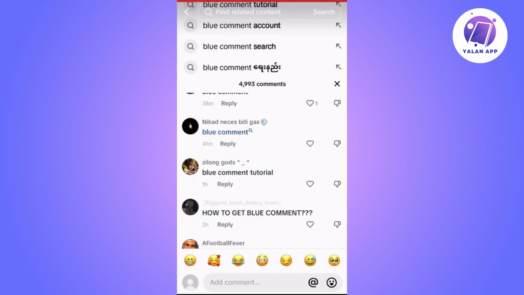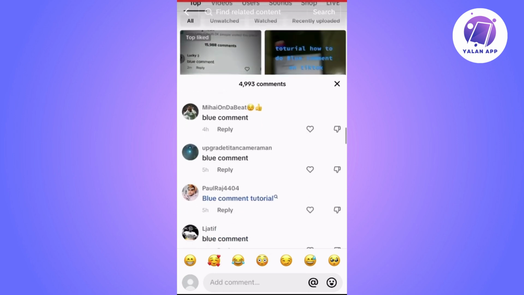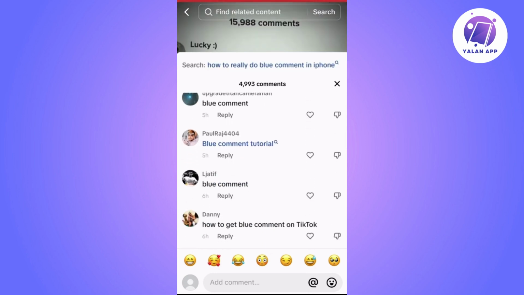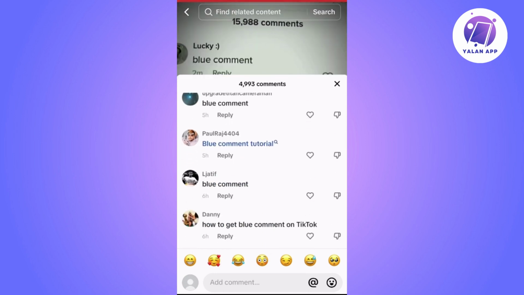Next, type the keywords and phrases in a comment. If other comments have blue text, use those words and phrases in your comment.